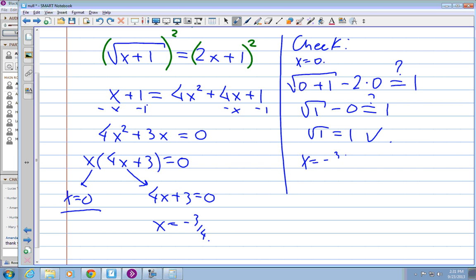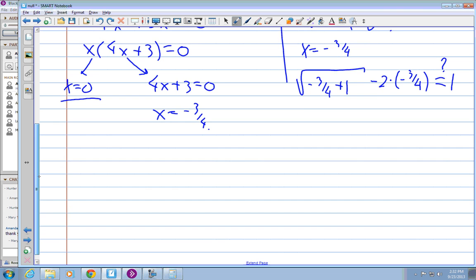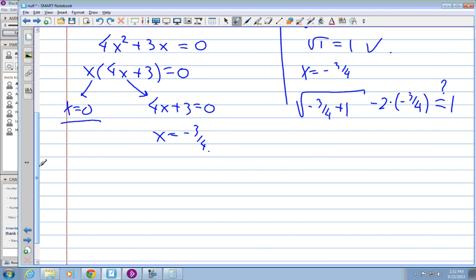X equals negative 3/4. So if I plug that into my equation, so square root of negative 3/4 plus 1 minus 2 times negative 3/4, will that equal 1? That's what I'm checking. I'm plugging every solution that I'm getting back into the original equation. So the first is the square root of 1/4. And the second one, it's positive 2 and 4 reduces to 3 halves. Well, does that equal 1?